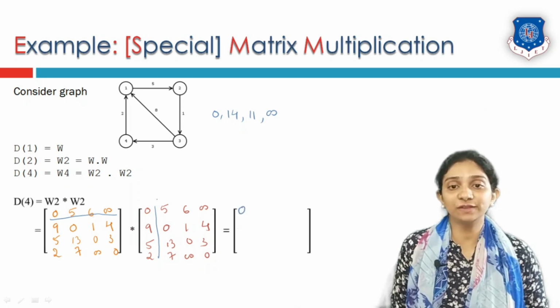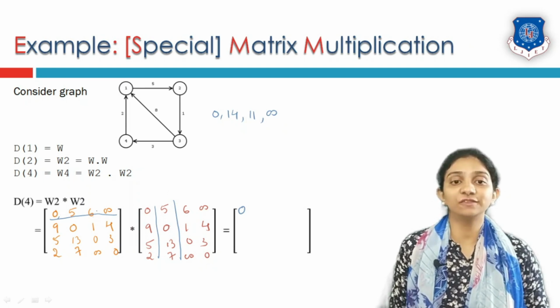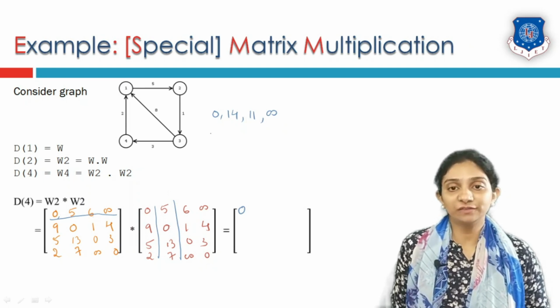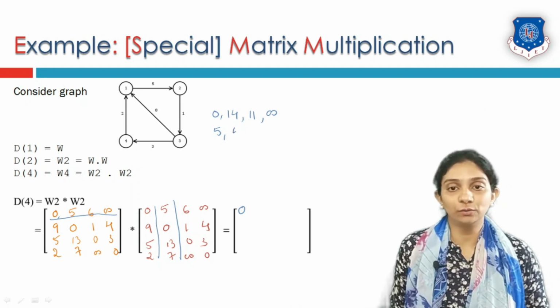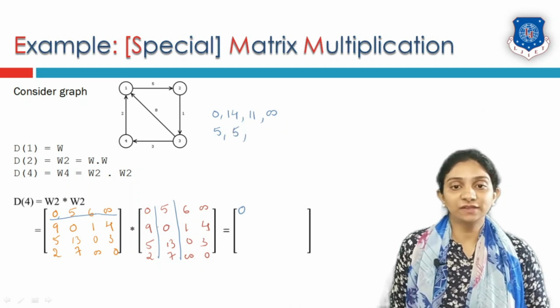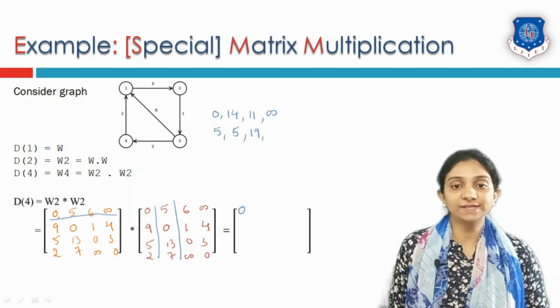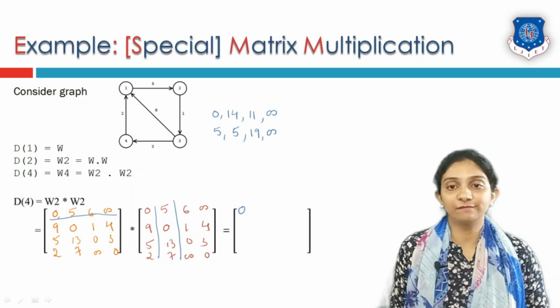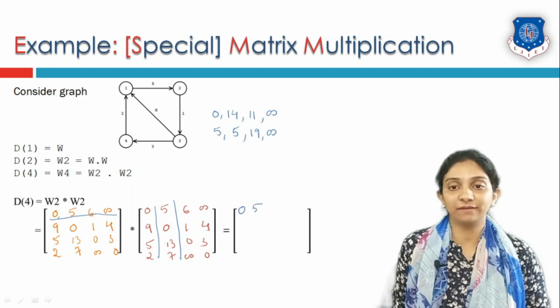Now first row is considered with second column. Let us add elements one by one. 0 plus 5 is equal to 5, 5 plus 0 is equal to 5, 6 plus 13 is equal to 19 and infinity plus 7 is infinity. So minimum out of these values is 5.